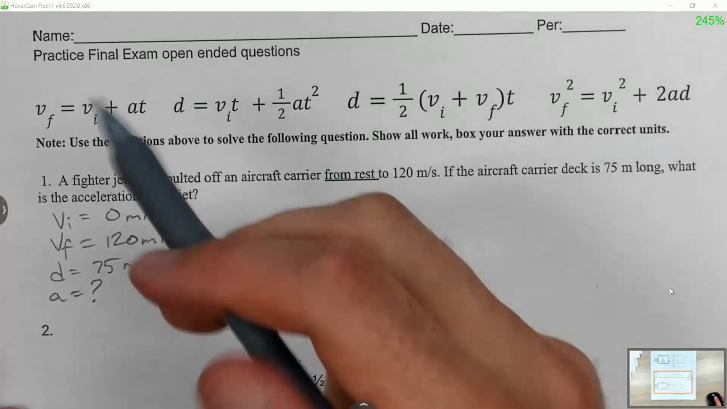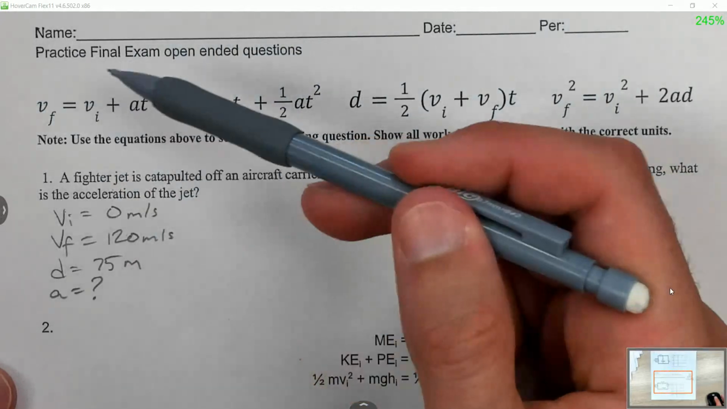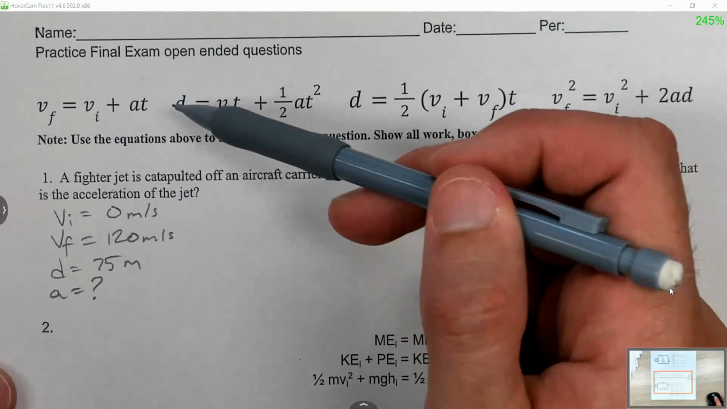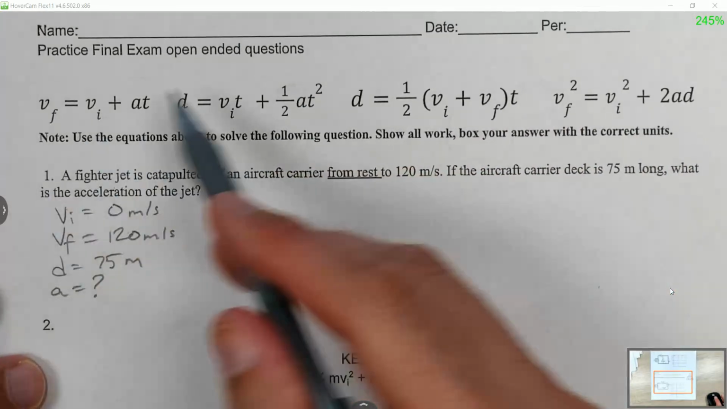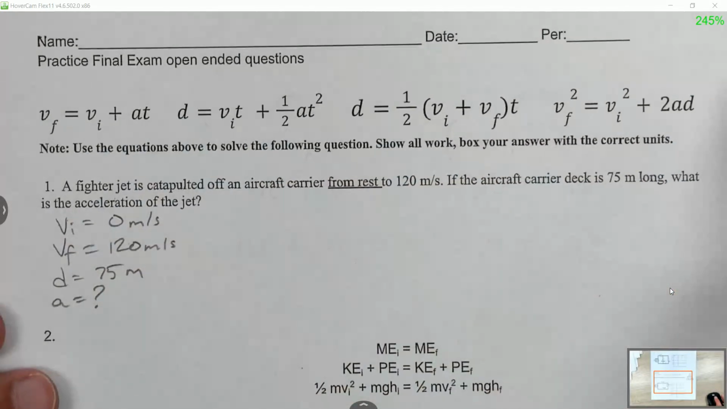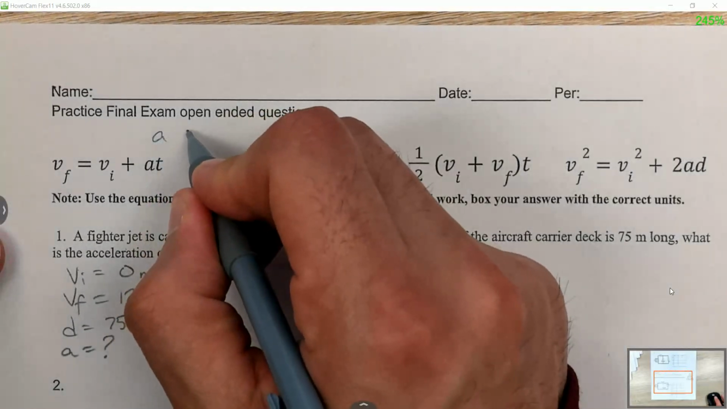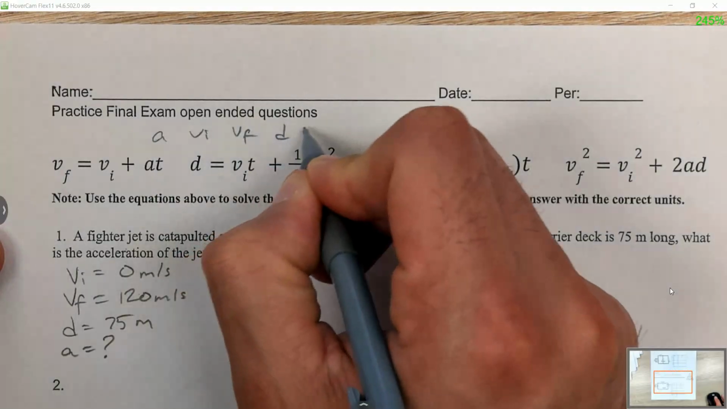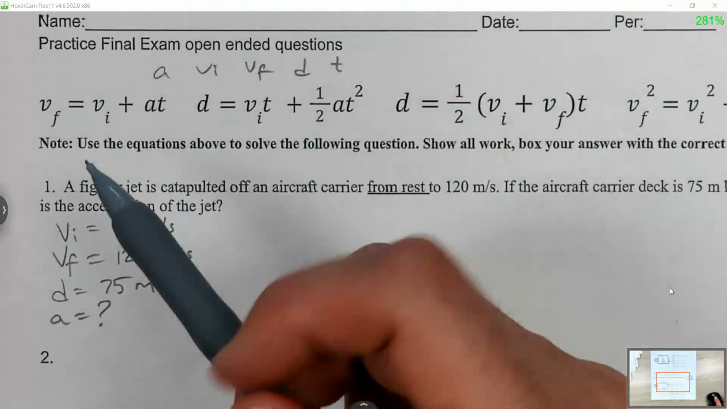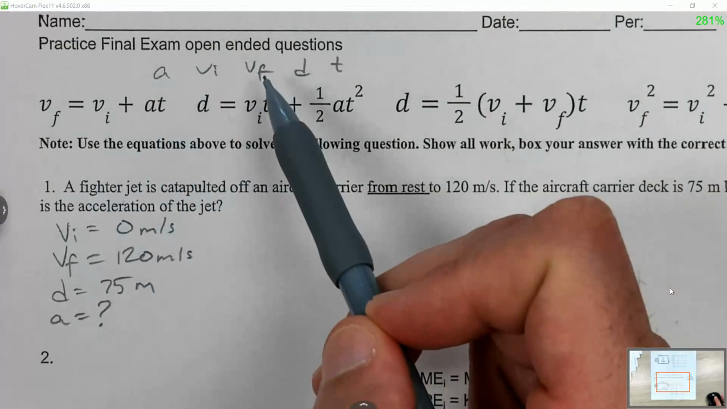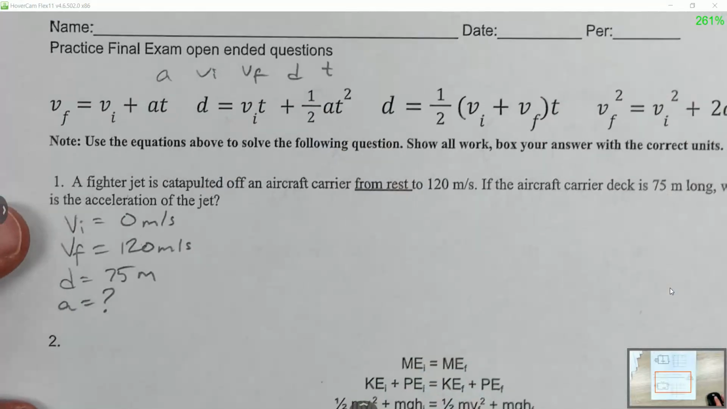Now notice you have a total of 5 potential variables for these kinematic equations: your final velocity, your initial velocity, your acceleration, time, and distance or displacement. The easiest way to figure out which of the equations to use is which of the 5 variables, out of A, VI, VF, D, and T, we don't have listed. We are looking for A. We have VI, we have VF, we have D. We don't have T anywhere in the problem, nor do they ask us to solve for it.